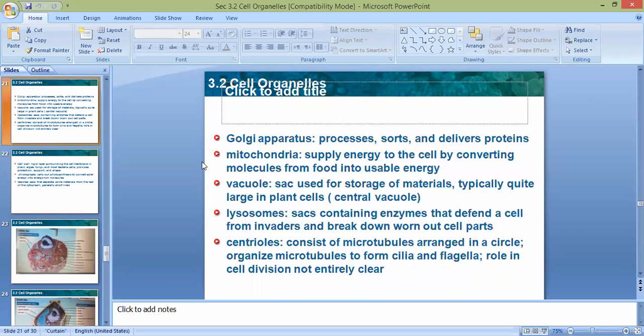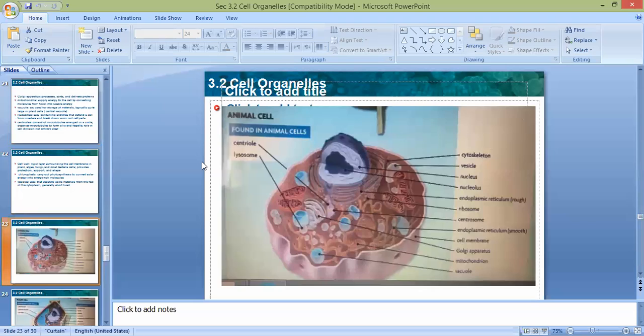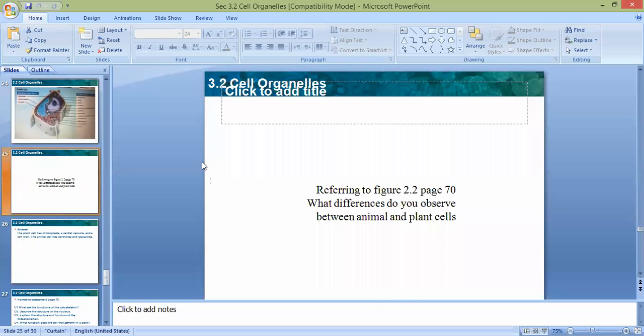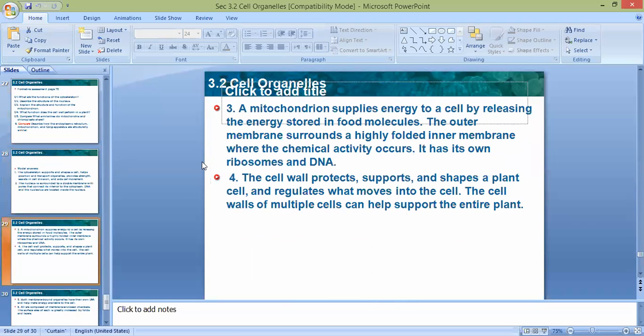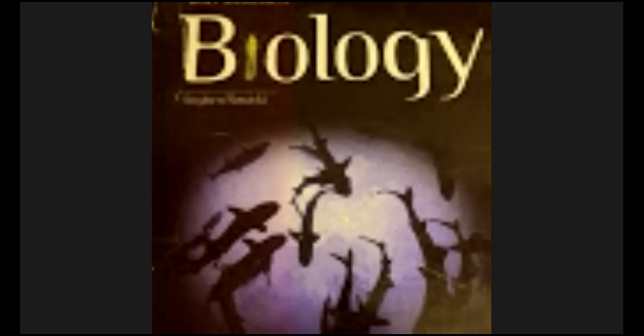Okay, here is a summary of the function of each one, and here are the figures. And here are the answers to all the questions in the book. Please read from the book and then review from the summary sheet.